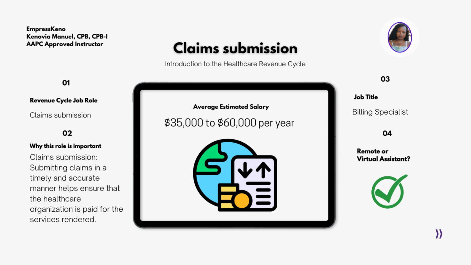Claim submission is important and it has to happen in a timely and accurate manner in order to ensure the healthcare organization is paid for the services rendered. Just like anything else where there's a claim involved, there's a statute of limitations or expiration date on when you can submit a claim. Billing specialists often have a great deal of knowledge and expertise around these items. Therefore, their average salary can estimate between $35,000 to $60,000 per year. Now, from experience, I can tell you that these medical biller and medical coder salaries can vary vastly.